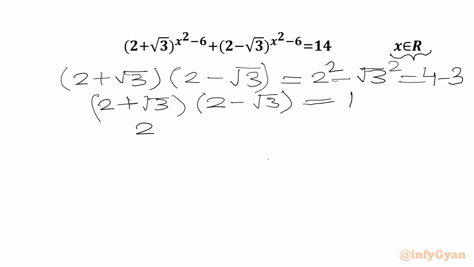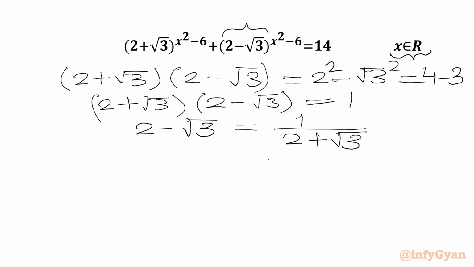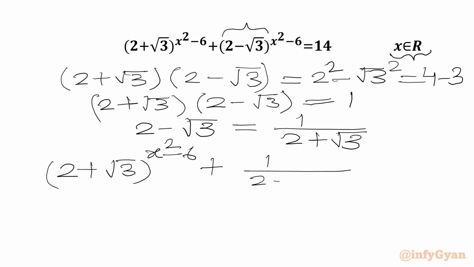So from here we can find 2 minus root 3 value in terms of 2 plus root 3. It will be 1 over 2 plus square root 3. So we can write the equation: 2 plus root 3 with whole power x square minus 6, plus 1 over 2 plus root 3 with whole power x square minus 6, equal to 14.